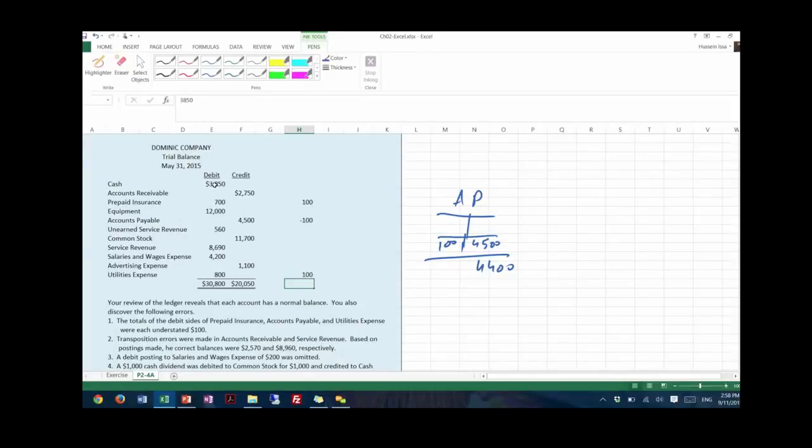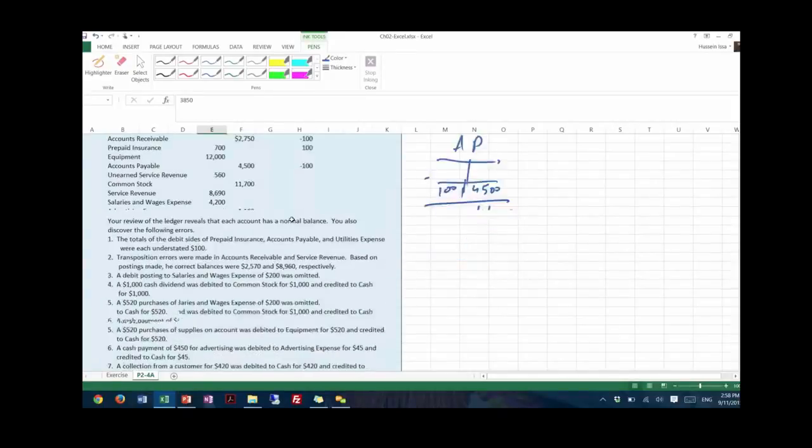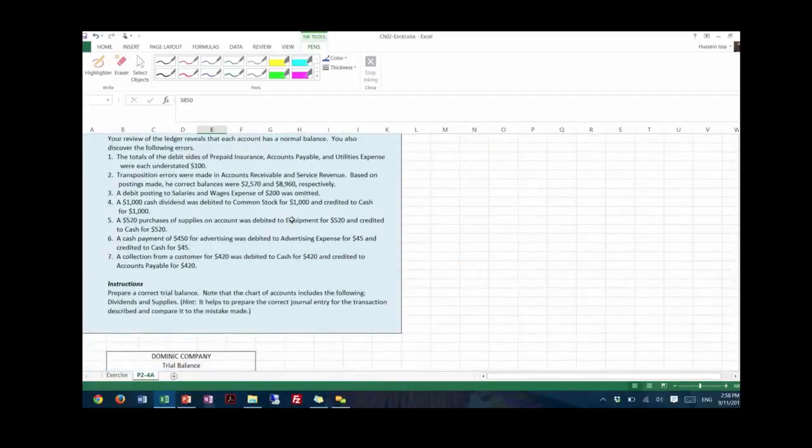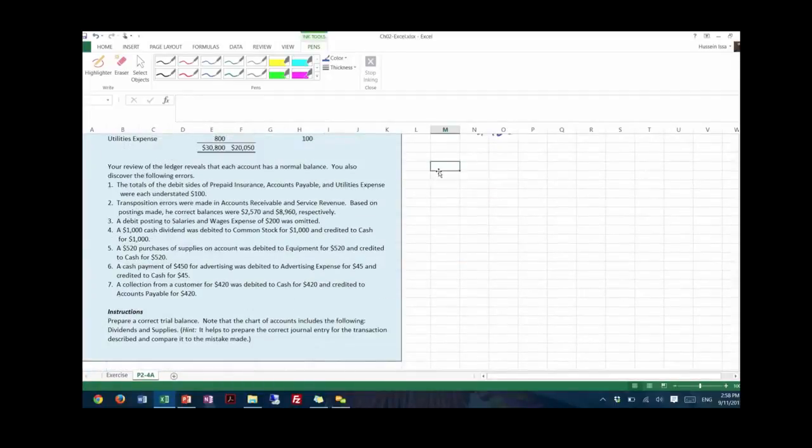Now let's do cash, and I'll tell you later on how we can deal with that. So we started with 3,850. What do we have here? Let's look at them one by one and see which one affected cash. Transposition errors were made in accounts receivable and service revenue. Cash was not involved. A debit posting to salaries and wages expense of $200 was omitted.